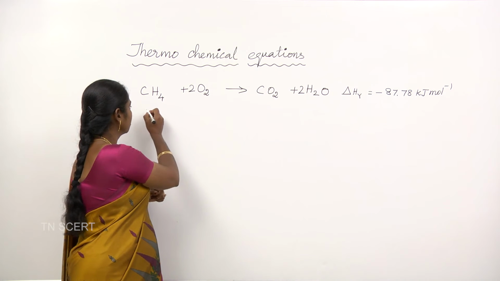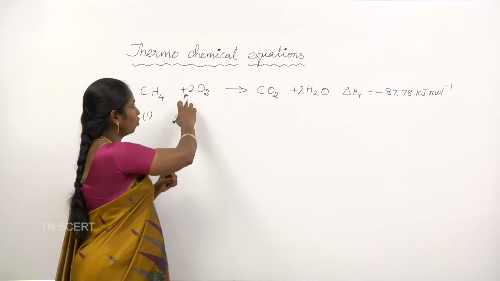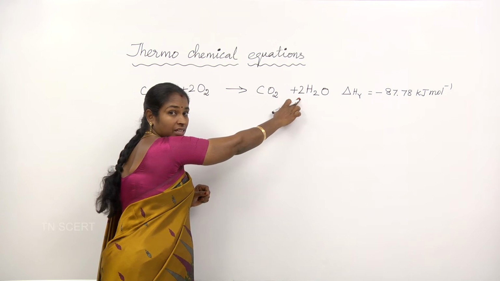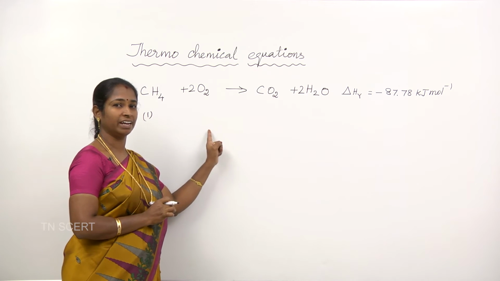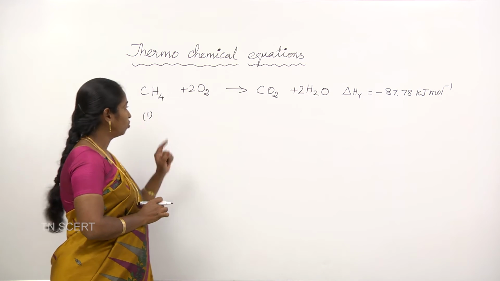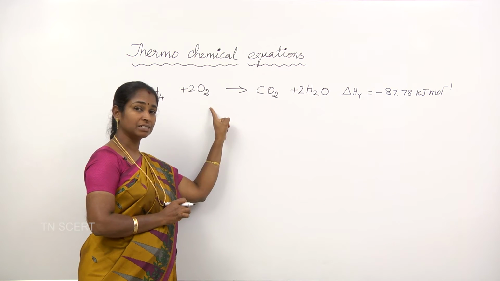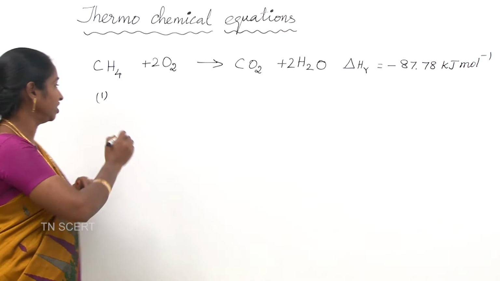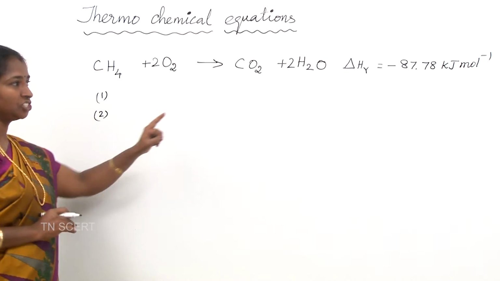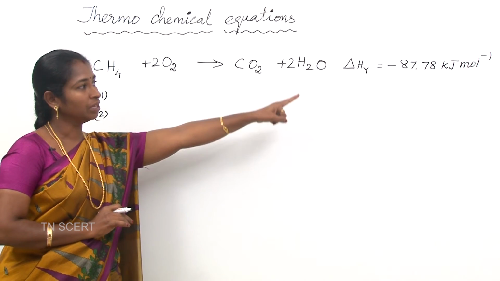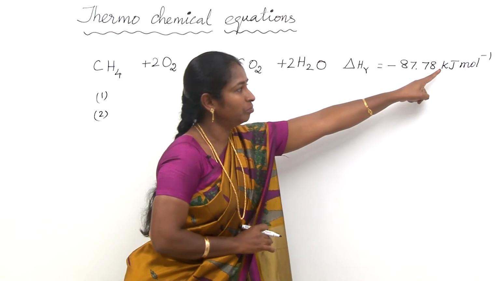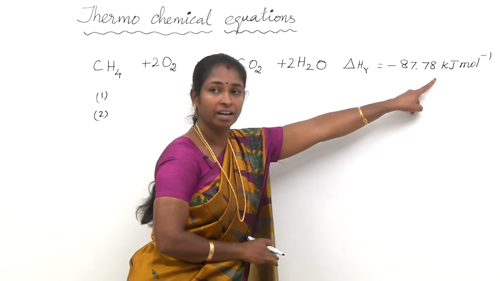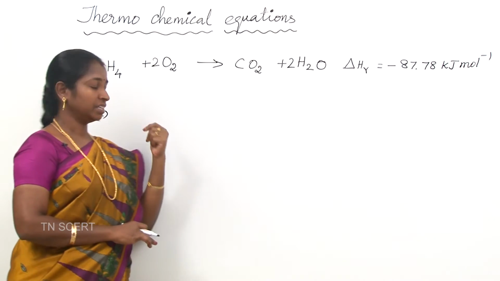Now, some conventions are adopted to write this thermochemical equation. What are the conventions? First one, the coefficients in the equation before the reactants and products indicate the number of moles of reactants and products. Then the delta H value, that is the enthalpy change value, should be given with proper sign and proper unit. That is the second point.